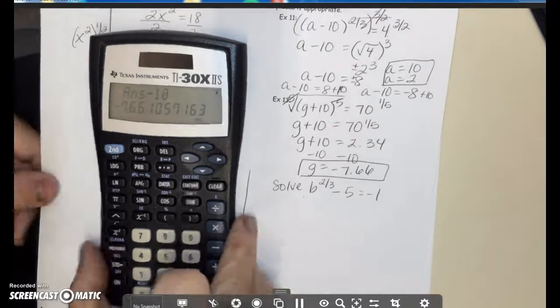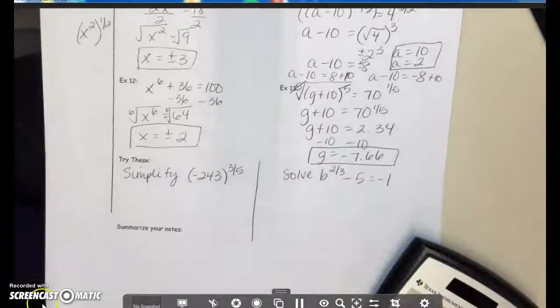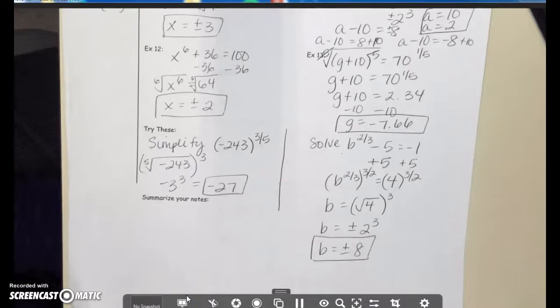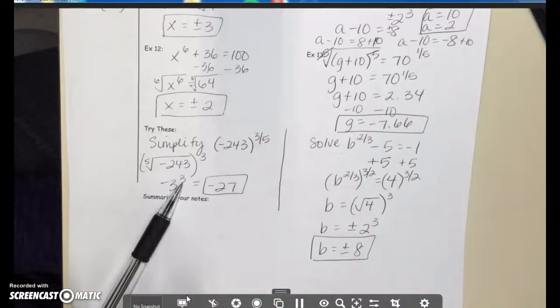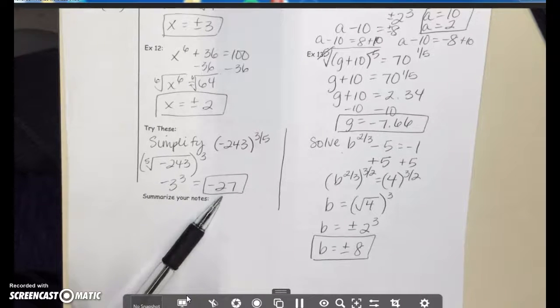Alright, here's a couple for you to try on your own at the bottom. Do them on your own. Come back, check your work. Alright, and there's your solutions. Taking the 5th root of negative 243, which gives me negative 3, and then raising that to the 3rd power, which gives me negative 27.